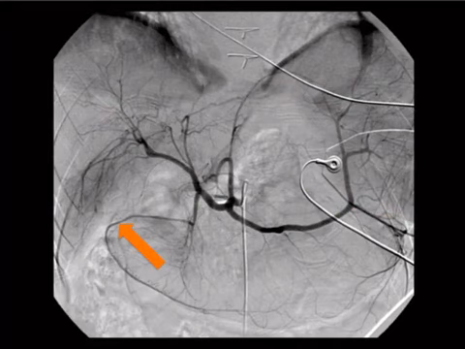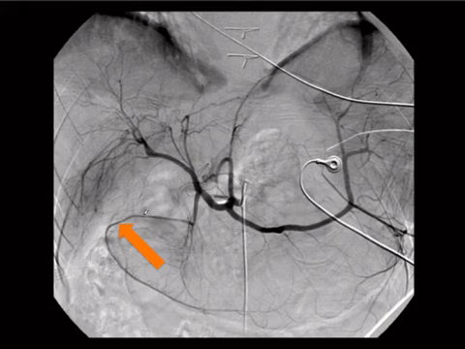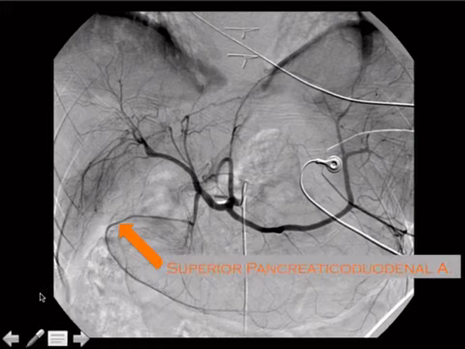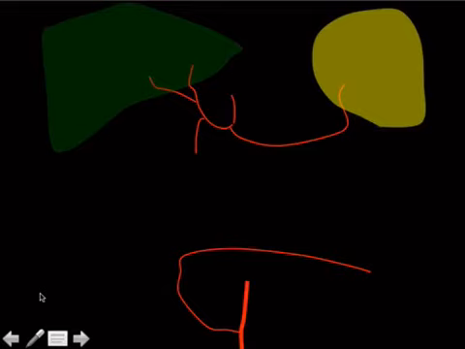All right, so let's talk about a collateral pathway between the SMA and the celiac. So what's this arrow pointing towards here? This we said was a GDA, right? So what's this thing? Notice that it's coming across. It's going to sort of do this sweep right here. So this is the superior pancreaticoduodenal. All right, so let's just take a look at the cartoon world here.